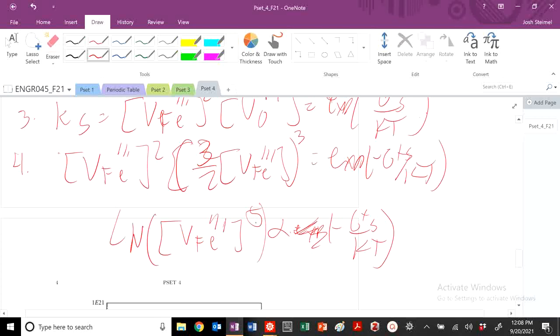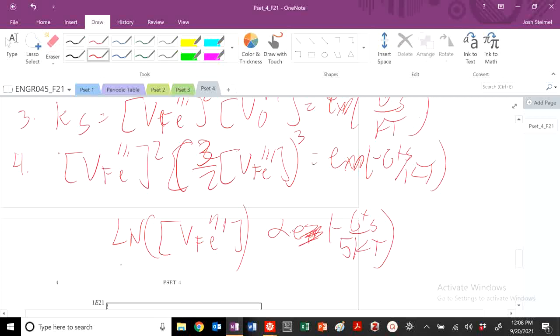Where does the 5 go? Before I take the natural log, this is to the 5th, and I want to get rid of this exponent. I'm going to solve for the log of concentration of this. So if I want to get rid of this exponent, I'm just going to put it right here, 5. Now I'm going to take the natural log of this, and the exponential disappears.